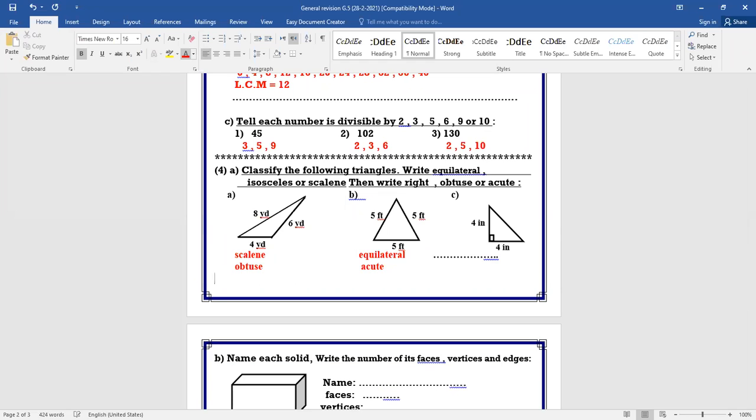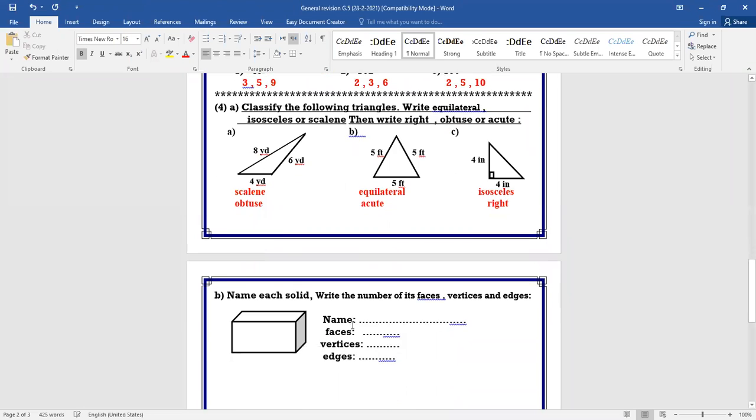Okay, the third, the last triangle. It's isosceles, because we have two equal sides here. It will be an isosceles triangle. And according to angles, it will be a right triangle. Thank you. Okay, the last exercise.